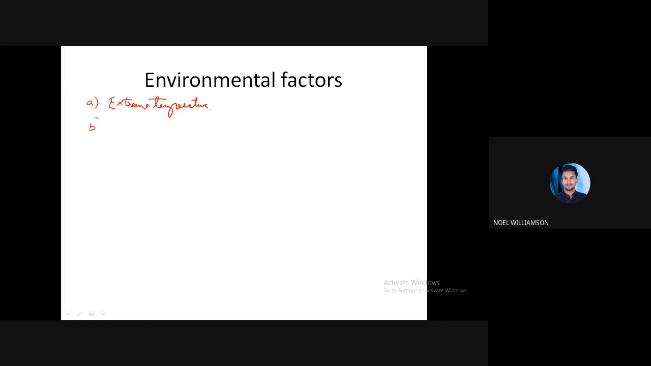Next, humidity. Regarding humidity, same as the case of temperature, if it is much too high, or if it is not at an optimum level, then it may create discomfort to the worker or employee, that may create certain accidents. Then regarding the lighting issue, that is illumination. If it is inadequate, that is inadequate illumination.